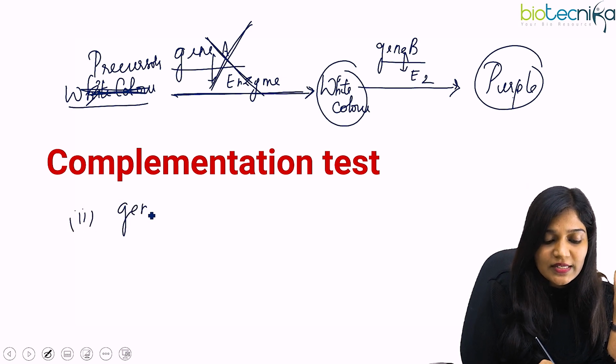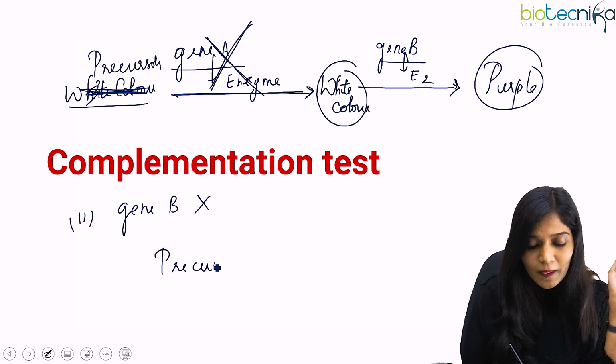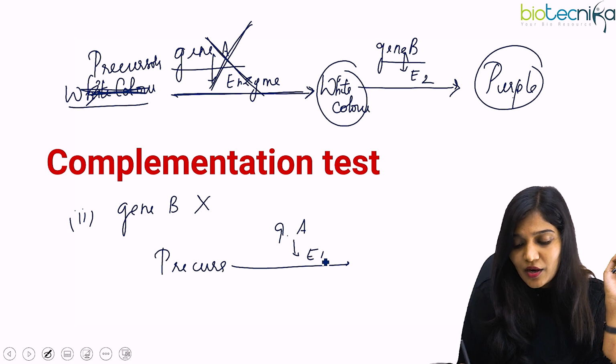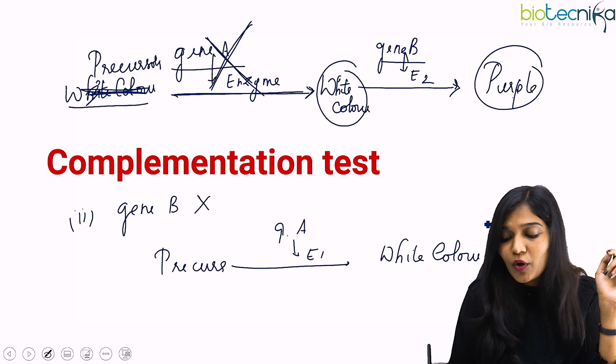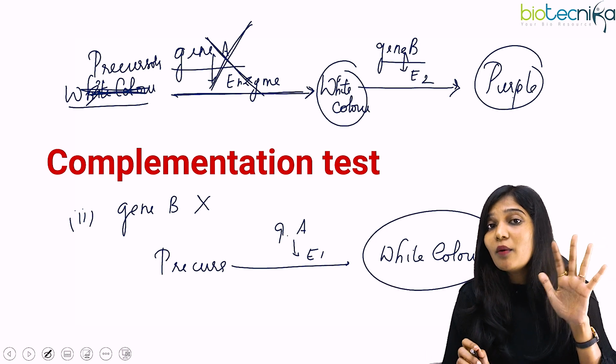Let's take the second situation. Gene B is not present. So the precursor is there and gene A is there, so enzyme 1 is there, so you get only white color. So if you want a purple color, both the genes should go hand in hand. So that is going to be complementary.